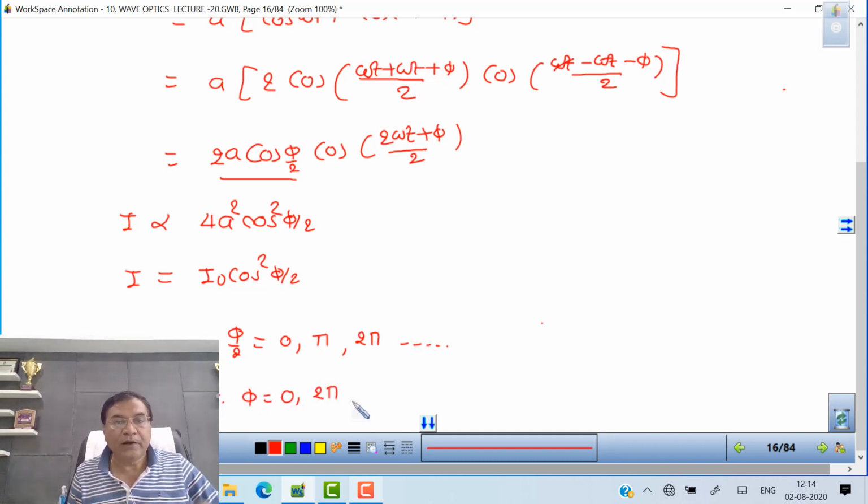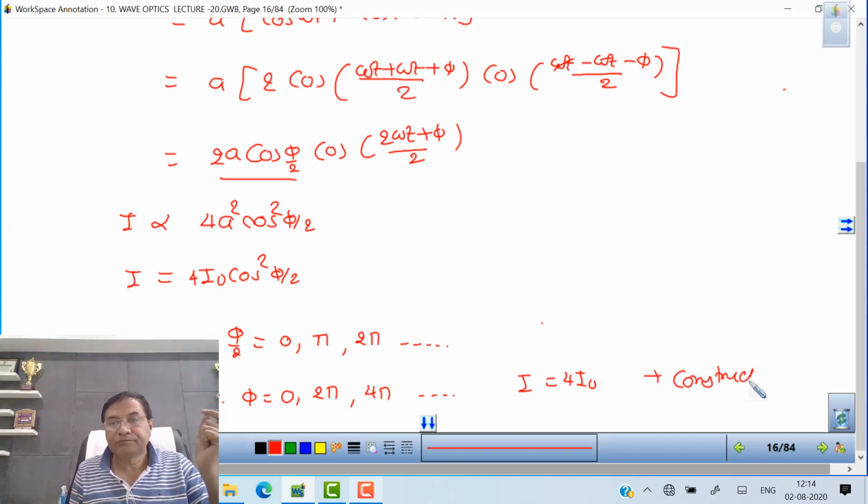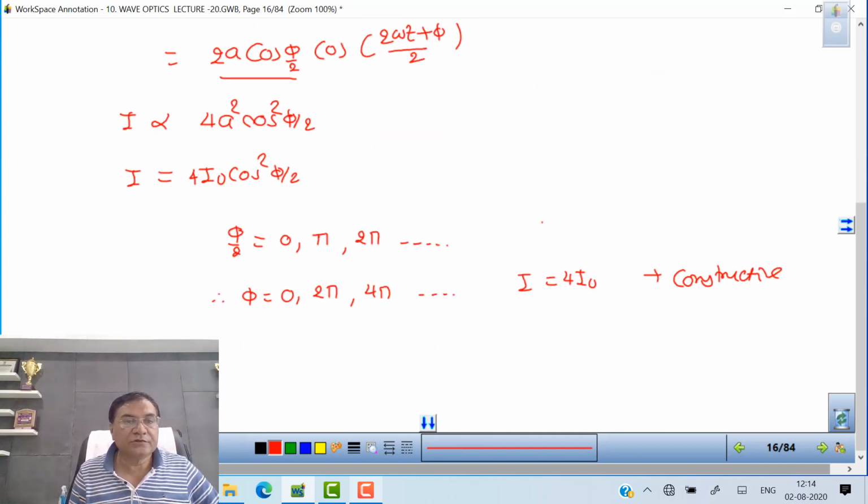Phi is 0, 2 pi, 4 pi. Then I equals 4I0, which means constructive interference. Same thing we write for minima also, where intensity will be 0. Phi by 2 is equal to pi by 2 or 3 pi by 2 and so on.